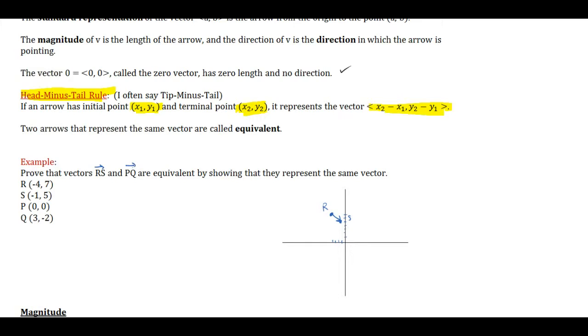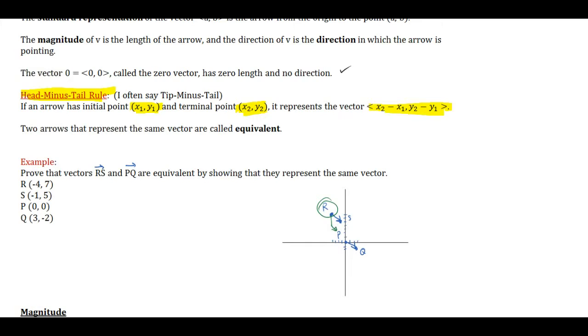Same thing with P and Q then. So then we would start at P, which is (0, 0). There's P. And then Q would be (3, -2). And if these two vectors are truly equivalent, then they should have the same magnitude and the same direction. Well, let's notice what we could do here. We're going to mess around with R for a minute, and I'm going to take R and move it to the origin.